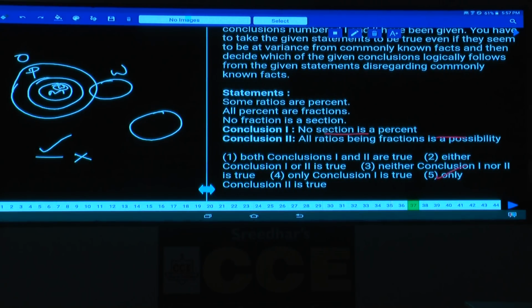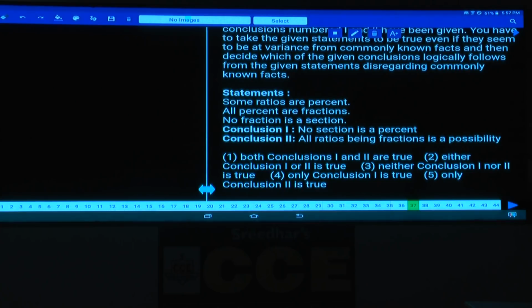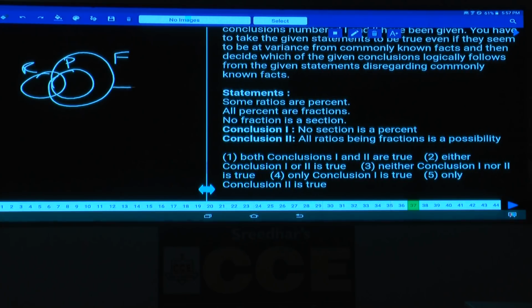And question number 37. Now in this 37, some ratios are percent, this is ratio and this is percent. All percent are fractions. No fraction is a section, which can be written like this. Then what is the first one? No section is a percent, definitely true.